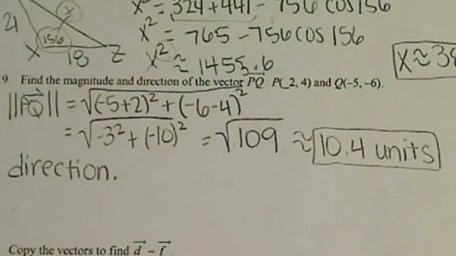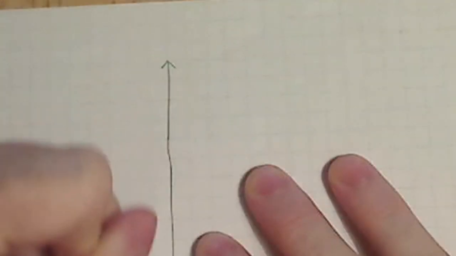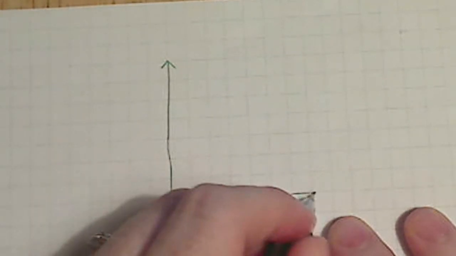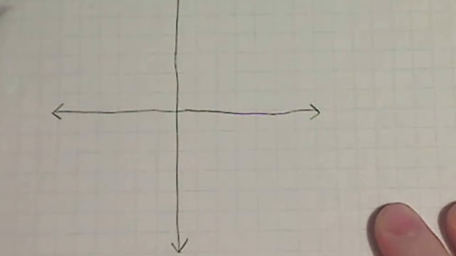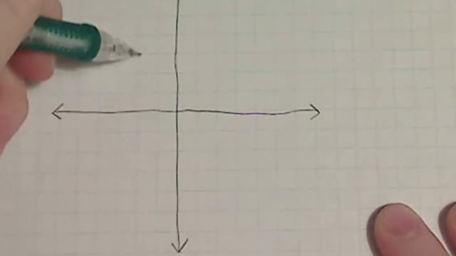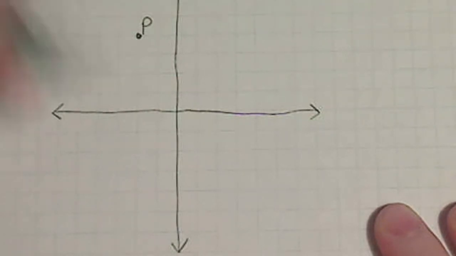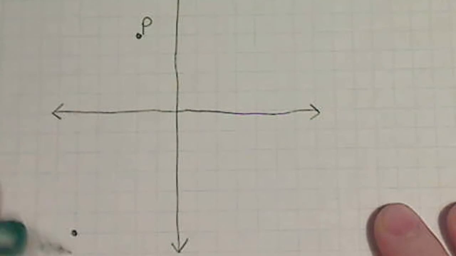let's go ahead and put this on a graph. I'm going to switch papers here for 1 second, so you can see my graph. And P is to be negative, by the way. Alright, here's my little graph. P is -2, 4. So 1, 2, 1, 2, 3, 4. Here's P. And Q is -5, -6. Here's Q.